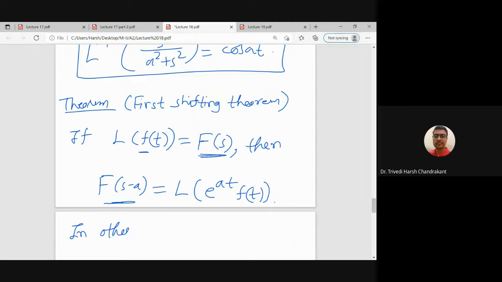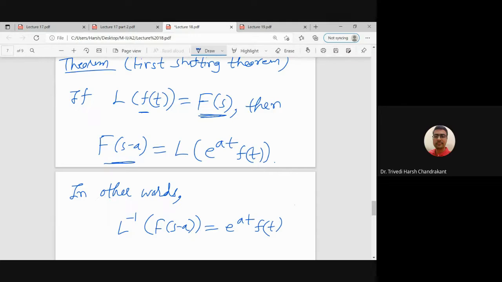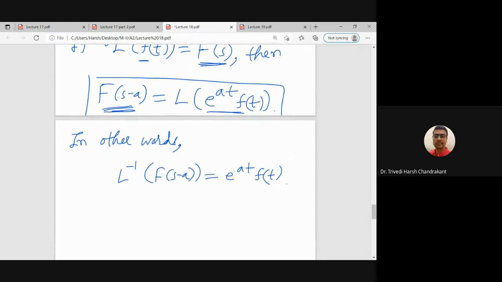In other words, the Laplace inverse notation gives this formula. So the Laplace transform of this function is this function, then the inverse of this function is this. That is this notation. So basically we want to prove this formula using the given equation. So let us start with F of s minus a.